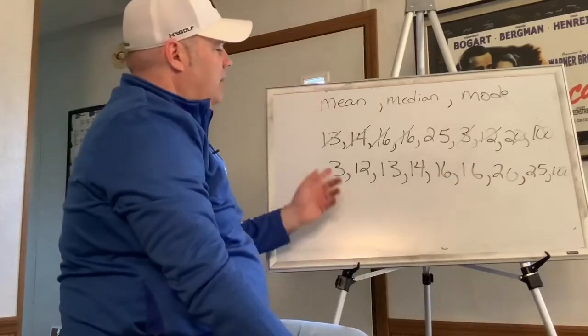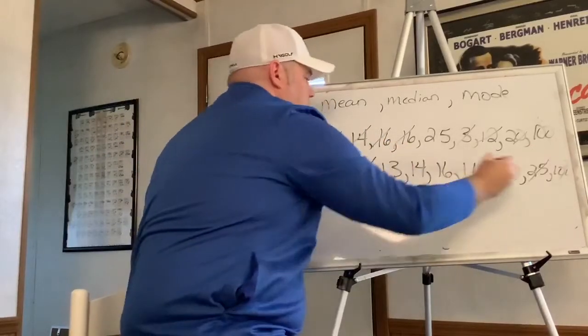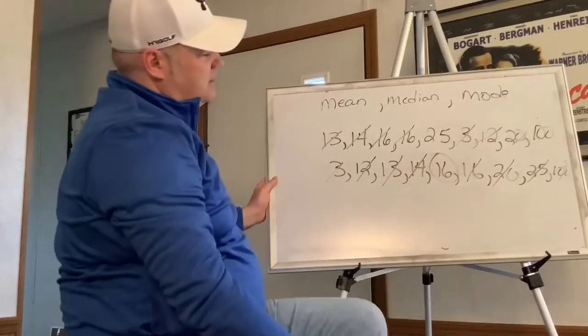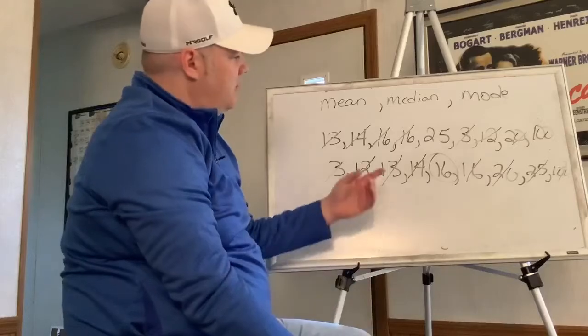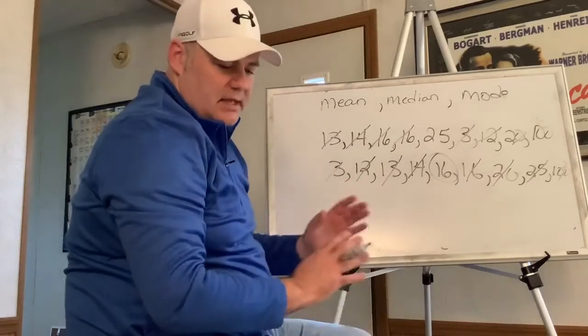Okay. Now, I'm going to work my way towards the middle number. Okay. And the middle number is 16. It doesn't matter, repeated. I'm still going to the middle number. The median of this problem is 16. Okay. All right, so that's median.